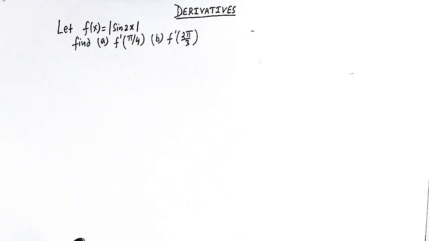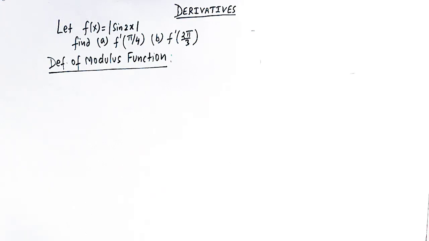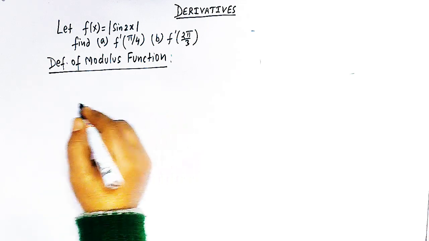So this problem is going to be very easy, and here we'll apply two important concepts. The first one is the definition of mod function, and then we'll see the concept of derivative as a tangent line to a curve, right? That is, the slope of the tangent is given by the derivative of the function at the given point. So let us start. Let us first quickly see the definition of mod function.